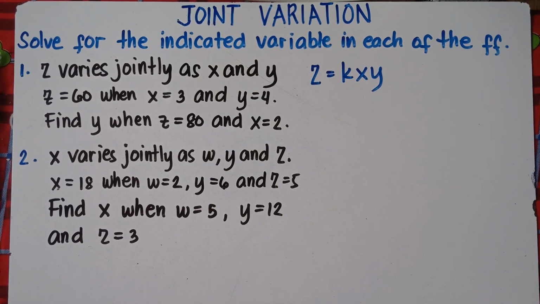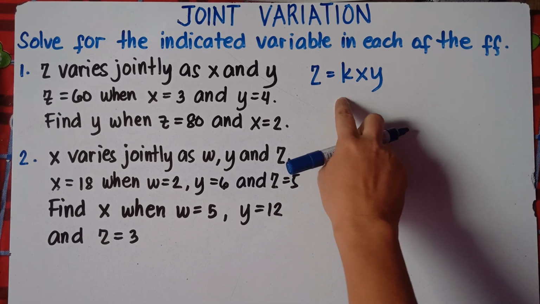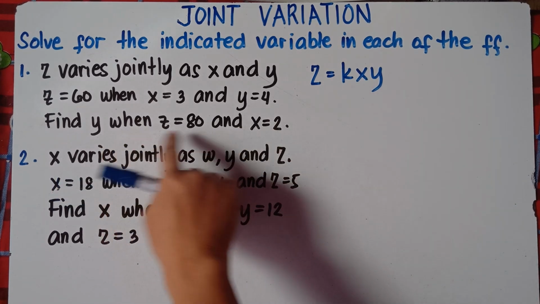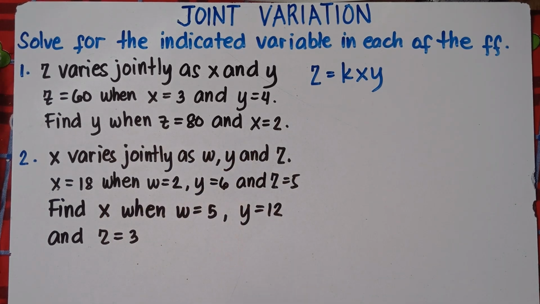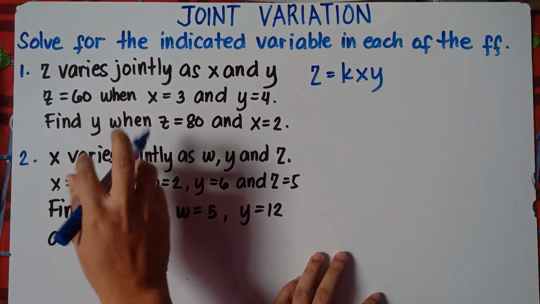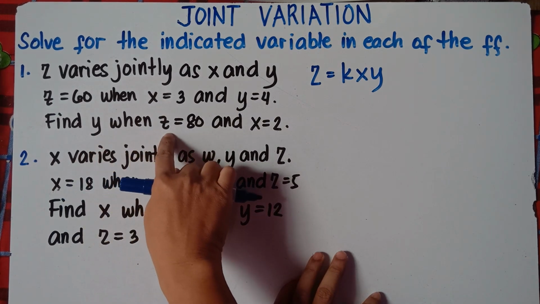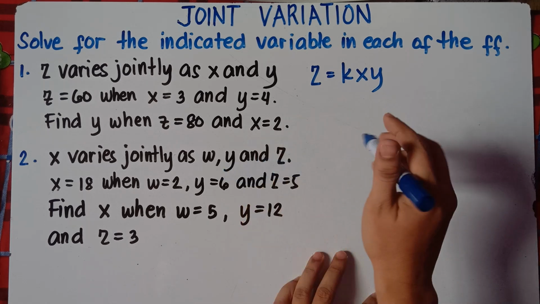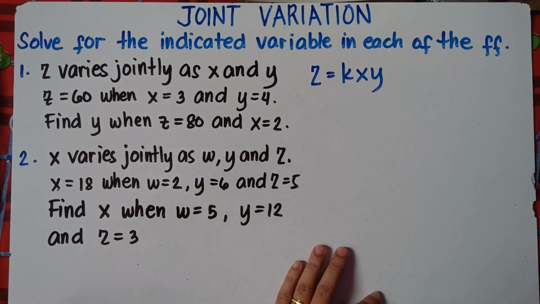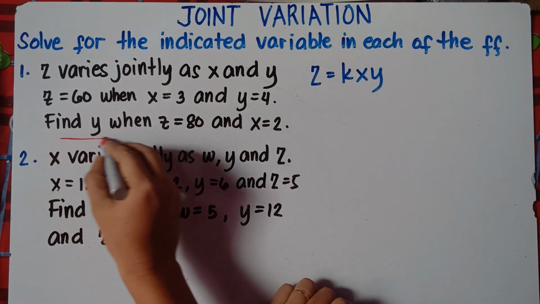Alright, now the next step is we need to find k. And once we get k, we can simply substitute k into the last sentence, class. So why is that, sir? Why do we need to find k? Alright, now when we solve the last sentence, find y when z equals 80 and x equals 2, we're told to find y.